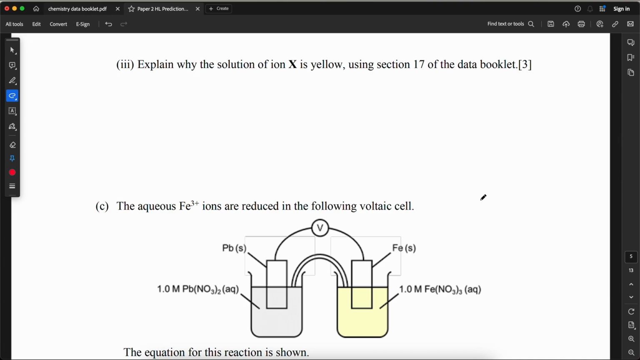Explain why the solution of ion X is yellow using section 17 of the data booklet. Section 17.